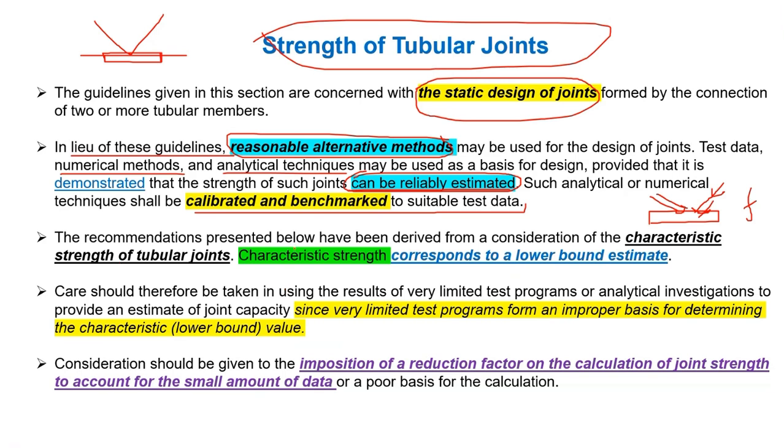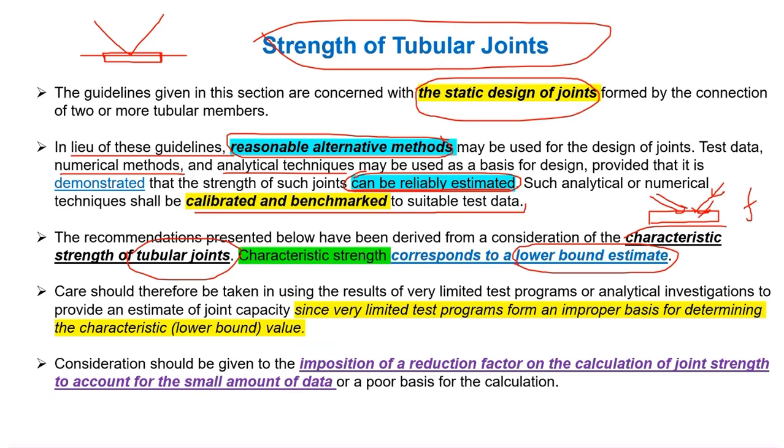And these recommendations presented in this API RP 2A are based on the characteristic strength of the tubular joints. That means all are lower bound. Lower bound means a conservative estimate. So always remember that characteristic strength corresponds to a lower bound estimate. Suppose we say the joint fails at an allowable load of say 10 ton. It means that's a lower estimate, but usually it may go even beyond that. Instead of 10 ton, it may even take 12 tons.